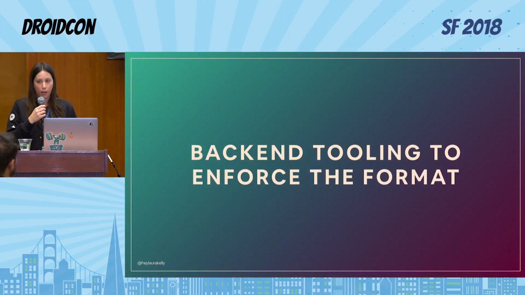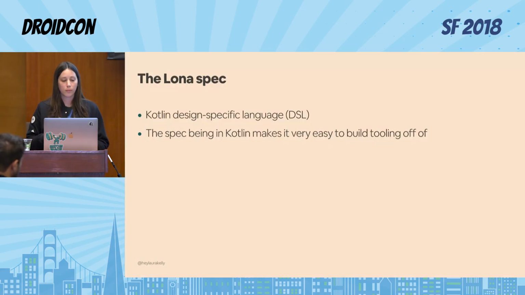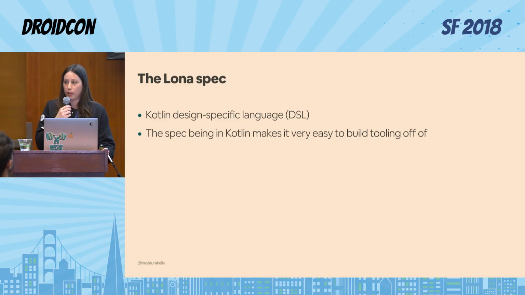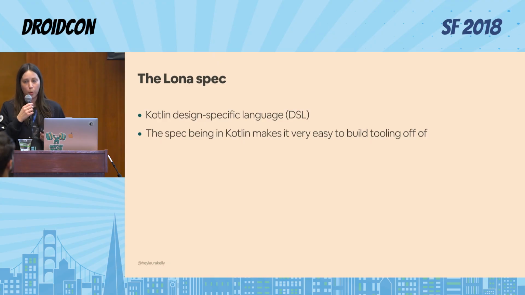And then Lona also offers backend tooling to enforce this format. The Lona spec is interesting because it's implemented with a Kotlin design-specific language, a DSL. And because the spec is written in Kotlin, it makes it very easy to build tooling off of, more so than if we were using JSON or YAML.